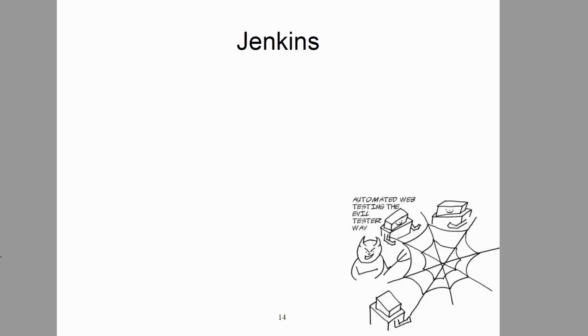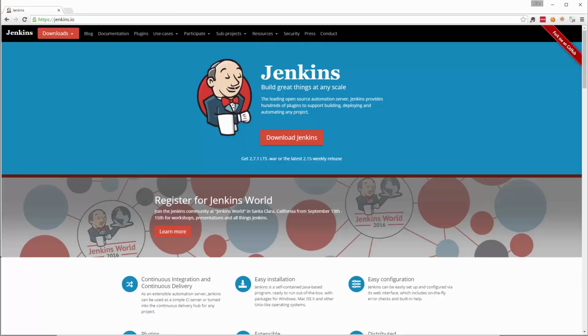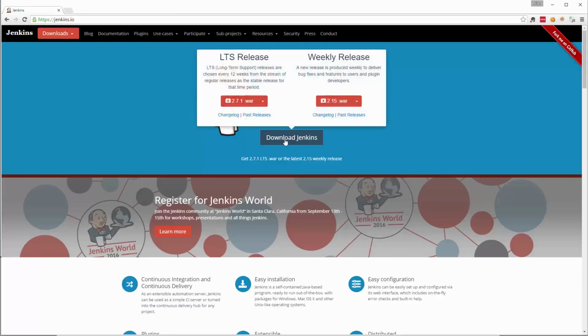So let's have a look at Jenkins then. Installing Jenkins is not hard because we don't actually install it. What we do is we download the WAR file, which is a Java web archive file, and we can run it from there. So we have to head off to the Jenkins website. Then just follow the links for downloading Jenkins. We want the long-term support release. Download that WAR file.